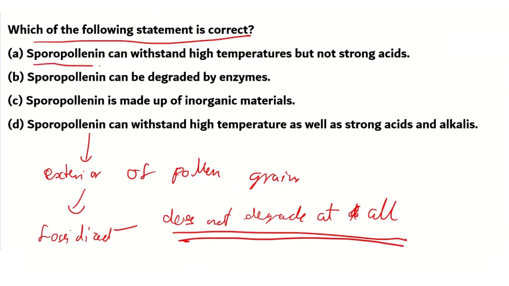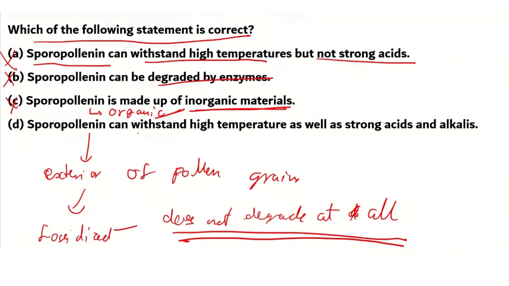Option A states that sporopollenin can withstand high temperatures but not strong acids, which is incorrect. Option B says sporopollenin can be degraded by enzymes. This is incorrect, and that's the reason why we have sporopollenin on pollen grains. The reason for that is protection. Sporopollenin cannot be degraded by any organic enzyme we know. Option C says that sporopollenin is made out of inorganic materials. Again, that is incorrect. Sporopollenin is found in pollen grains, so it's entirely organic, and it's the only organic material that cannot be degraded by enzymes.